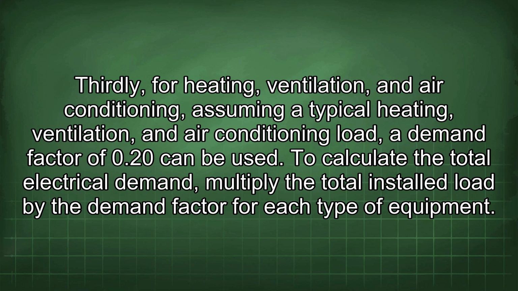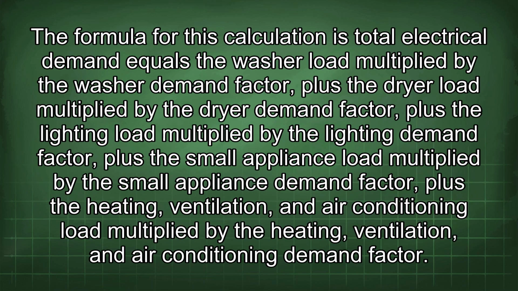To calculate the total electrical demand, multiply the total installed load by the demand factor for each type of equipment. The formula for this calculation is: total electrical demand equals the washer load multiplied by the washer demand factor, plus the dryer load multiplied by the dryer demand factor, plus the lighting load multiplied by the lighting demand factor, plus the small appliance load multiplied by the small appliance demand factor, plus the heating, ventilation, and air conditioning load multiplied by the heating, ventilation, and air conditioning demand factor.